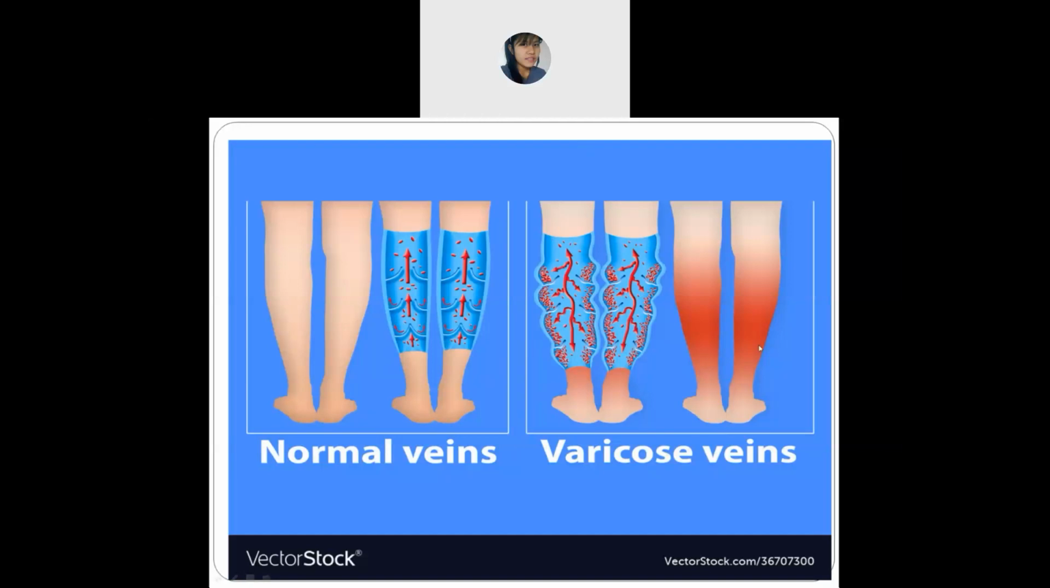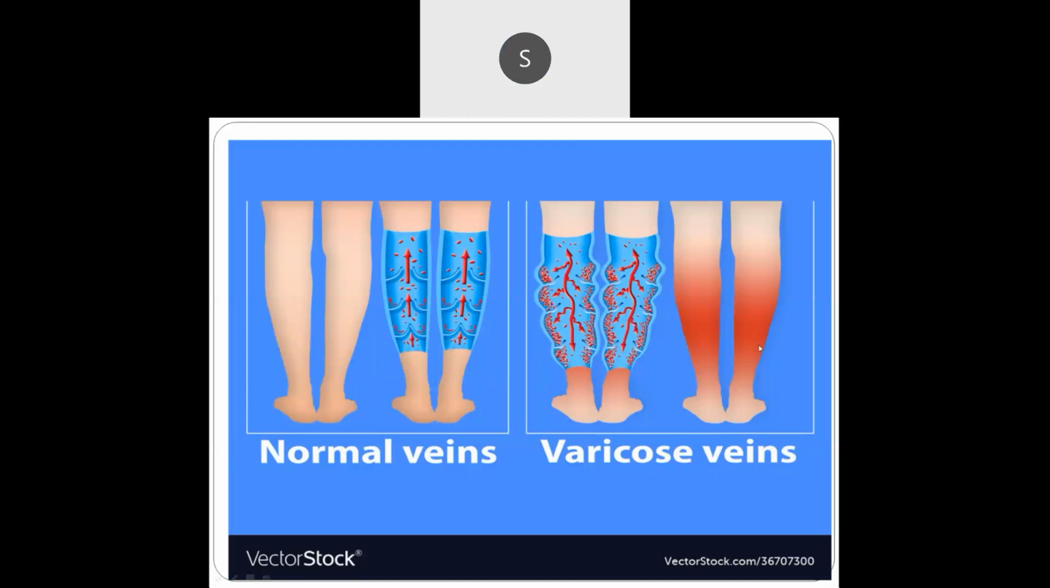It is mainly because of what? Varicose vein mainly occurs because of what? Weak or damaged valves. Okay.